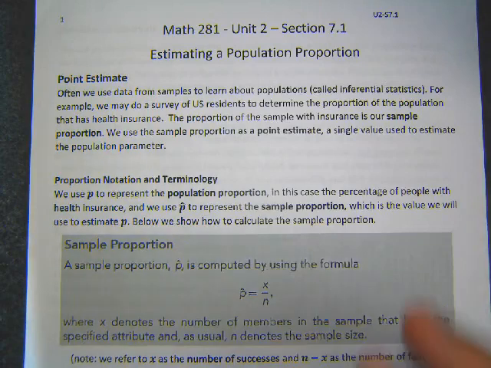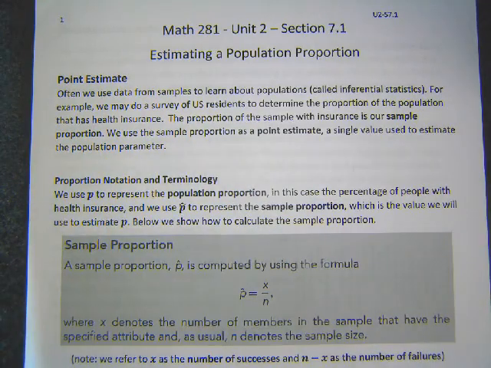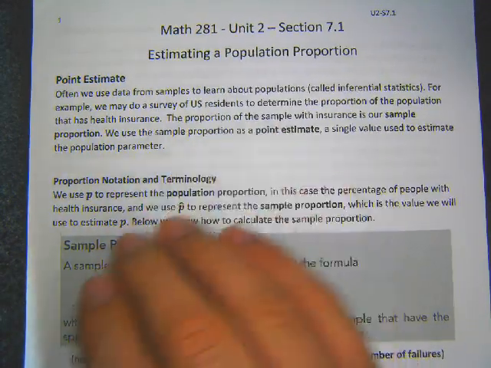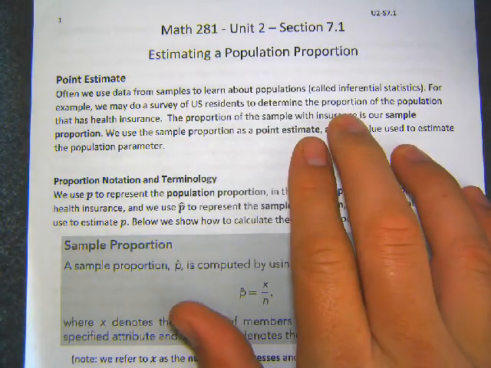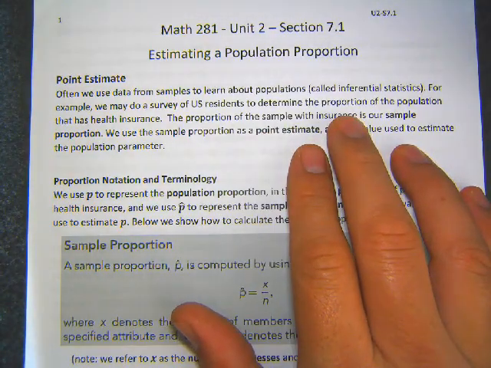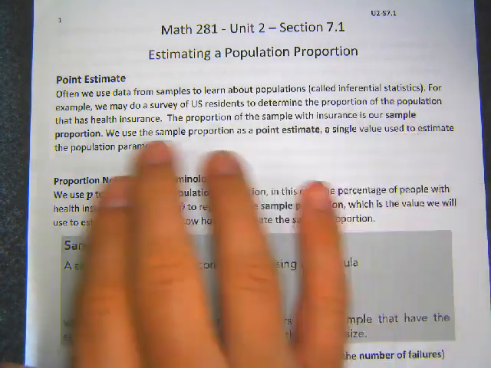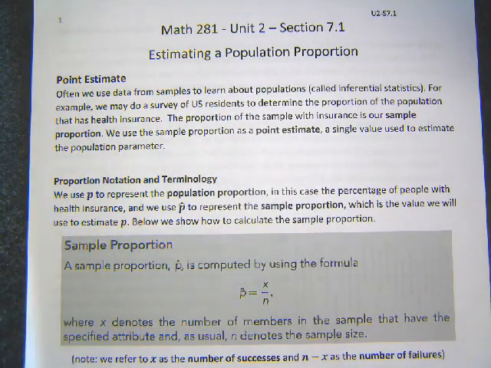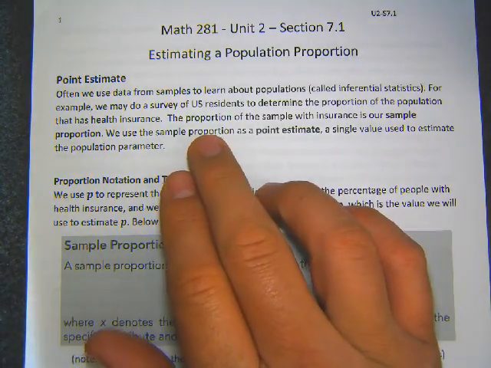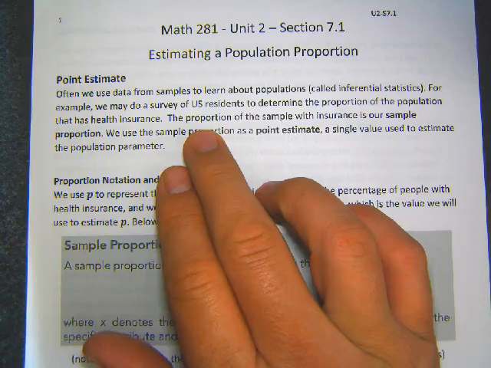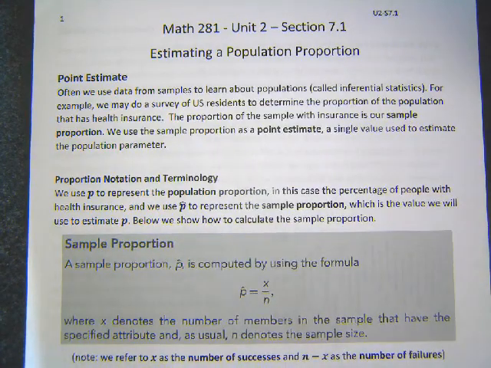So one of the big examples would be if you want to do some kind of survey about U.S. residents and maybe you want to determine the proportion, which is just a fancy word for percentage, or what percentage of people have health insurance. So what we would do is we take a sample and we find the proportion or percentage of the sample. We call that the sample proportion.